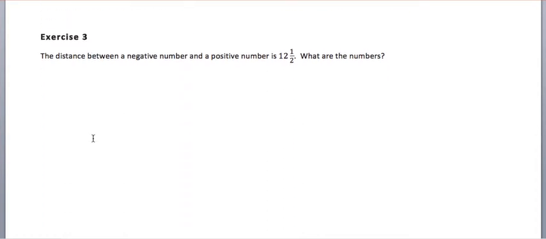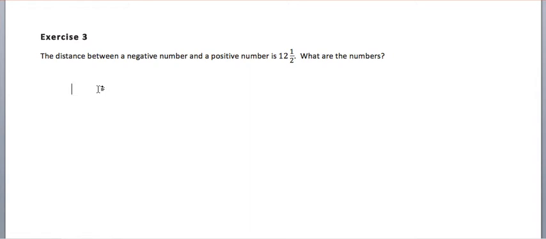Exercise 3. The distance between a negative number and a positive number is 12 1/2. What are the numbers? This problem allows for quite a bit of flexibility. Because all we're really looking for are two numbers, one that is negative and one that is positive, whose distance between them is 12 1/2. I will make one suggestion, but there are many, remember.